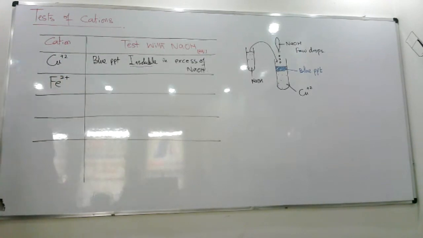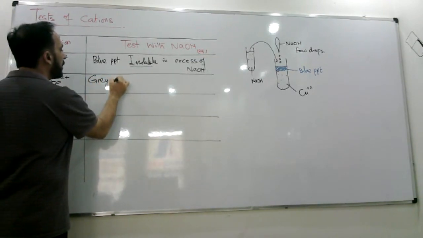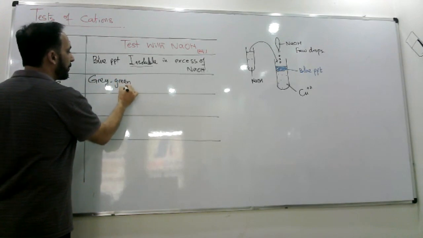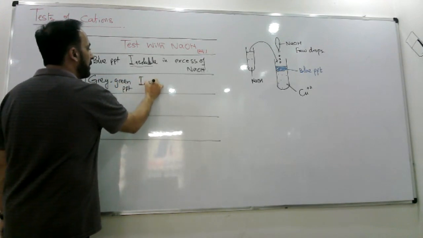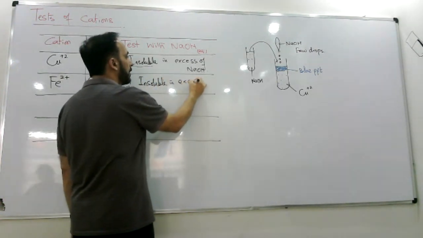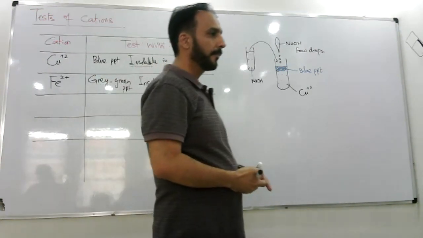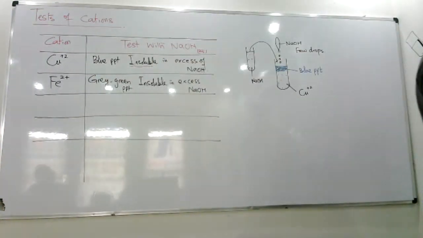अच्छा, अब इसके बाद the next is iron 2 positive. Iron 2 positive forms dull green, gray green में लिखते हैं हम precipitates, gray green precipitate, and that is insoluble in excess NaOH. So it's like insoluble in excess of NaOH.